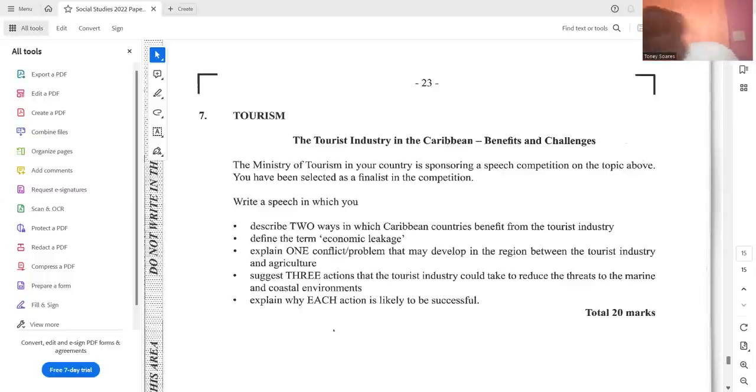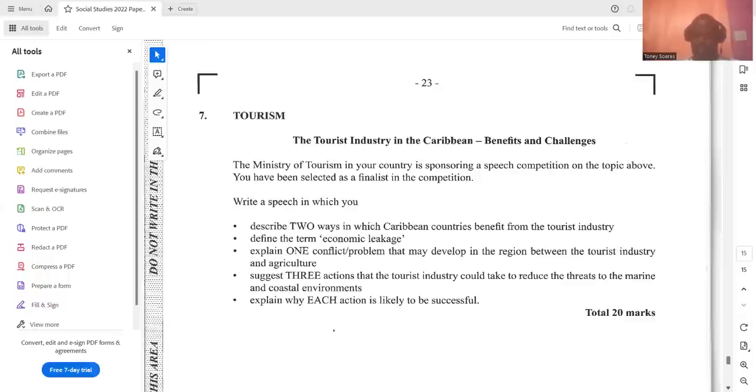So it says, describe two ways in which Caribbean countries benefit from the tourism industry. Two ways in which Caribbean countries benefit from the tourism industry is that the tourism industry provides a lot of jobs where Caribbean people can become employed, right? The tourism industry also provides revenue for the government through direct and indirect taxation. Good. Define the term economic leakage.